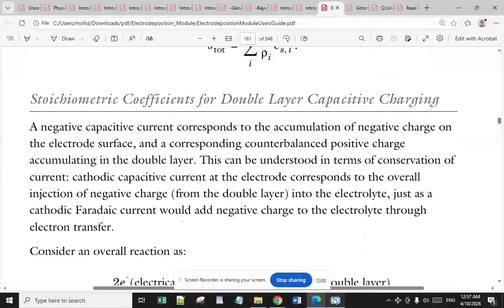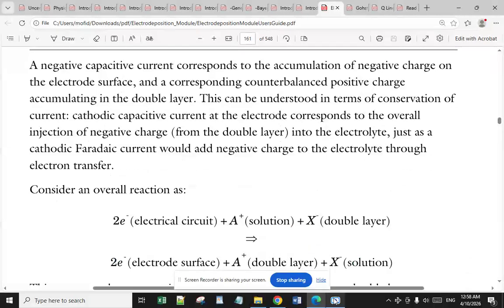Stoichiometric coefficients for double layer capacitive charging: a negative capacitive current corresponds to the accumulation of negative charge on the electrode surface and a corresponding counterbalancing positive charge accumulating in the double layer. This can be understood in terms of conservation of current. Cathodic capacitive current at the electrode corresponds to the overall injection of negative charge from the double layer into the electrolyte, just as a cathodic Faraday current would add negative charge to the electrolyte through electron transfer.